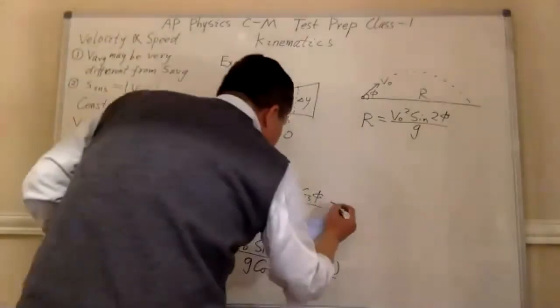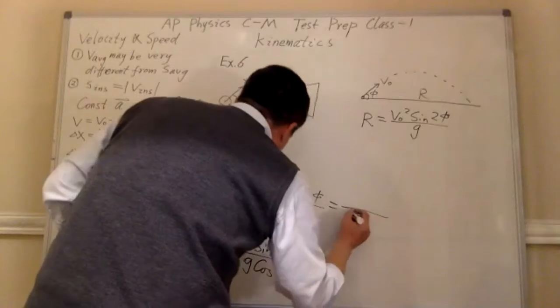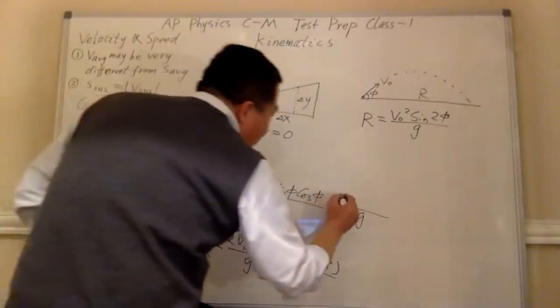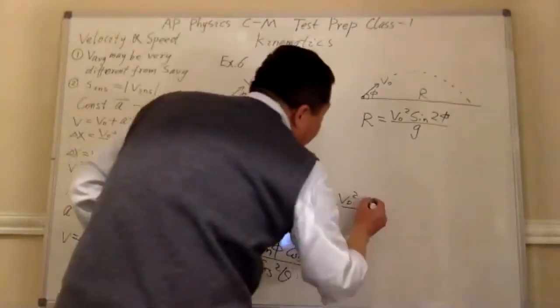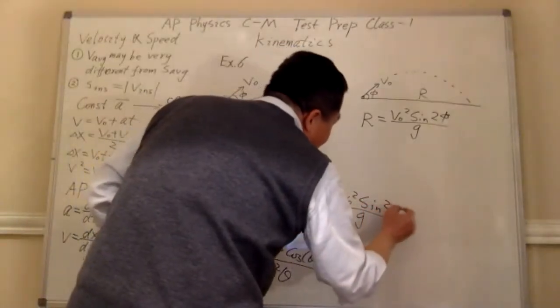Then I got, everybody knows the trigonometric formula, v naught square times 2 sine phi cosine phi over g. Everybody knows that is just sine 2 phi. Why sine 2 phi?